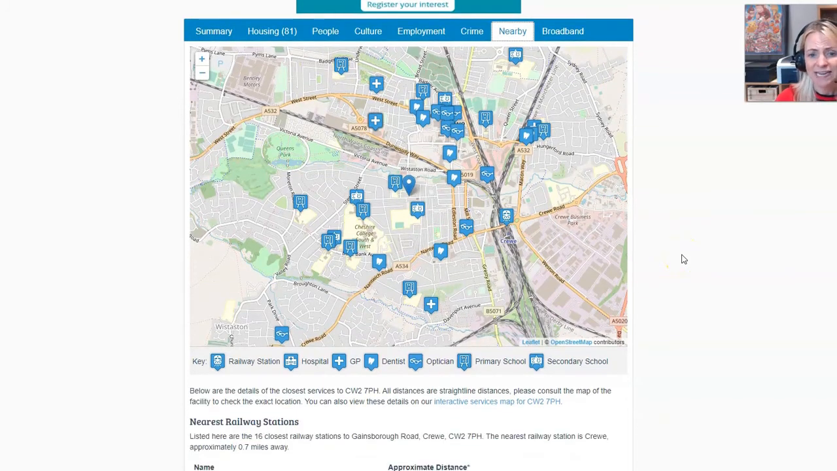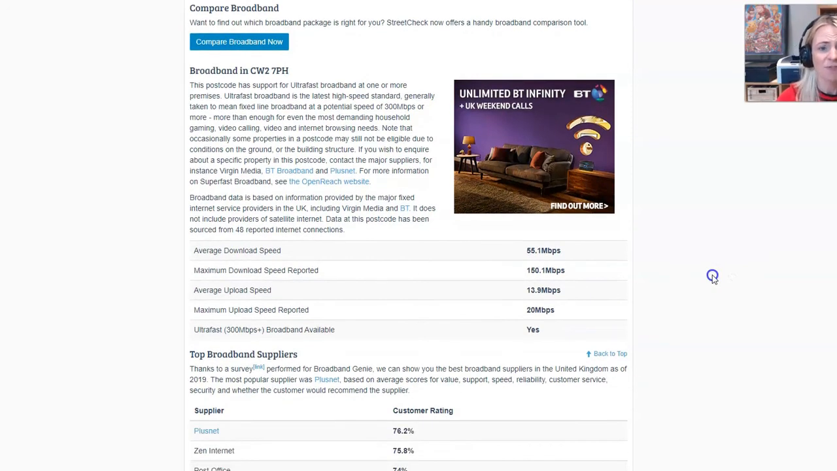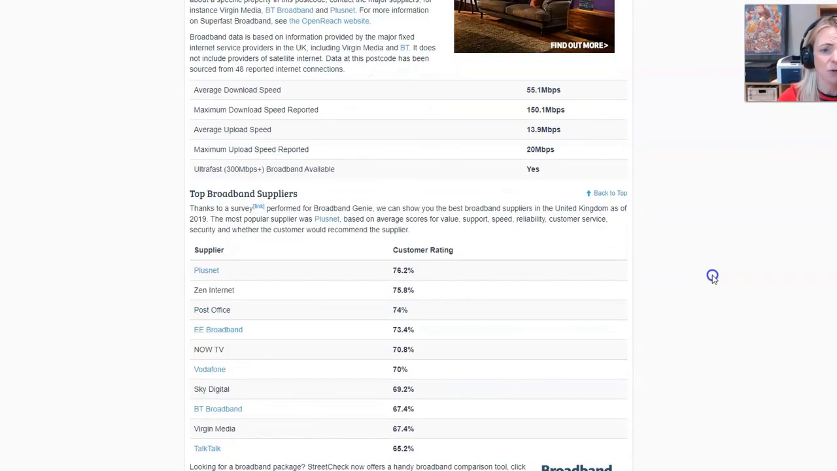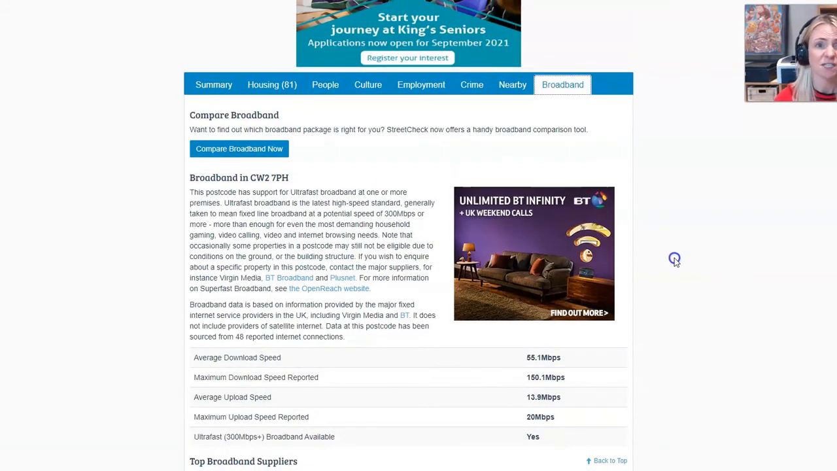On the Nearby tab, you can see what services are in your locality, and that just might be very useful when you're putting together folders of information for your tenants. You might want to go on streetcheck.co.uk just to find out what services are local that you can then share with your tenants. And there's even a tab to show what kind of broadband you can get in the area. So if you're not sure how to find the best broadband, it will tell you who the best suppliers are and what their megabits per second provision is.